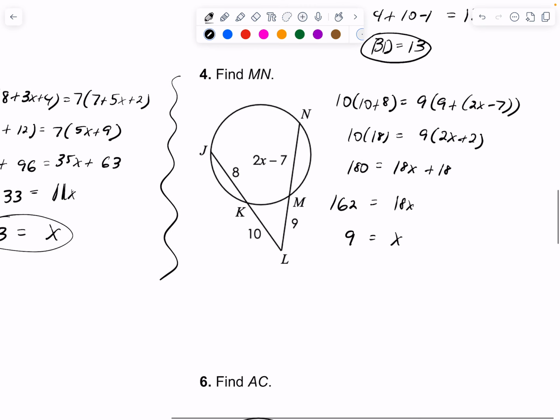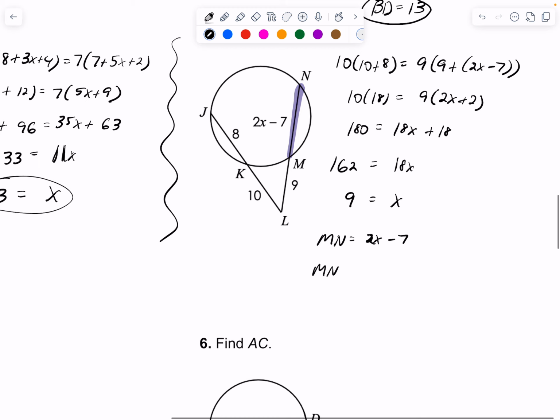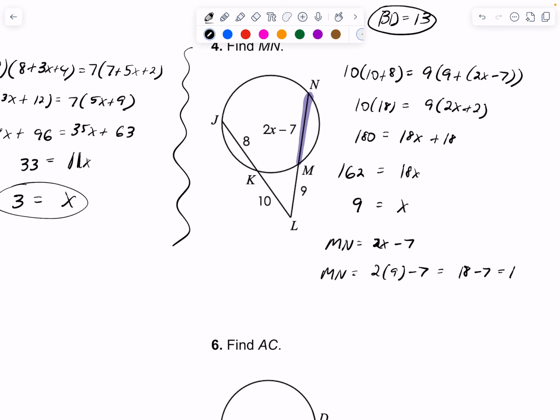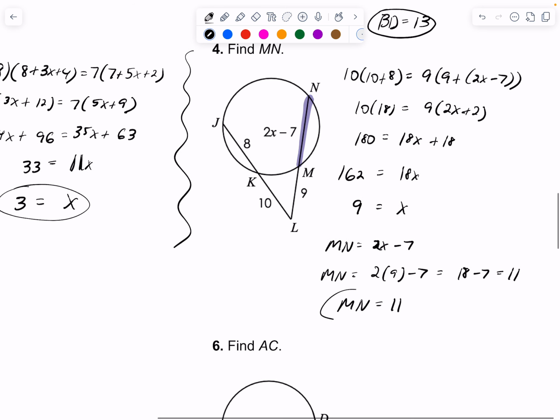Now that's not done, right? I need to find MN, right? I need to find this segment here, which is the same as 2x minus 7. So I'm going to plug in, where it says x, I'm going to plug in 9 to get 18 minus 7. Make that 8 a little nicer, which is equal to 11. So segment MN is equal to 11 units.